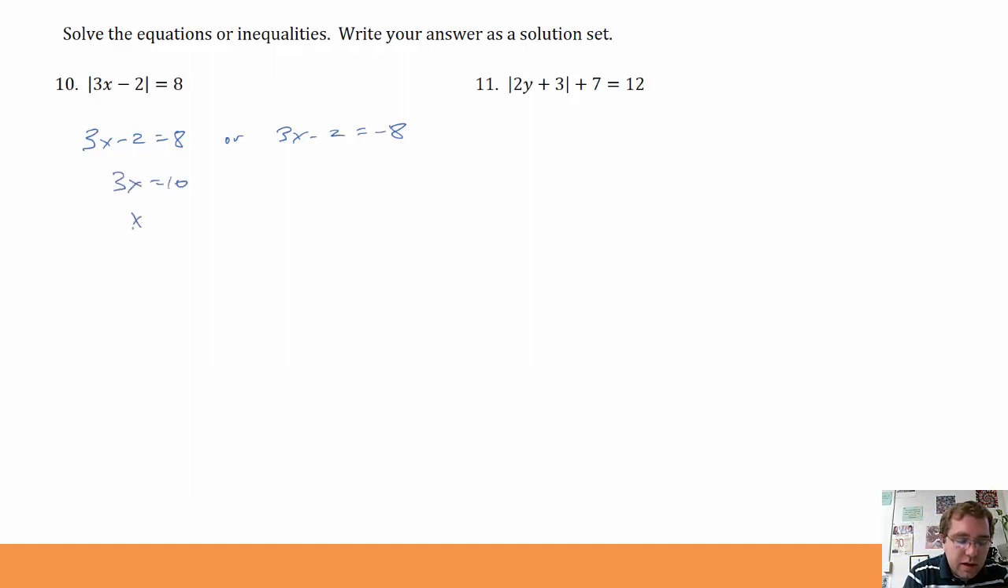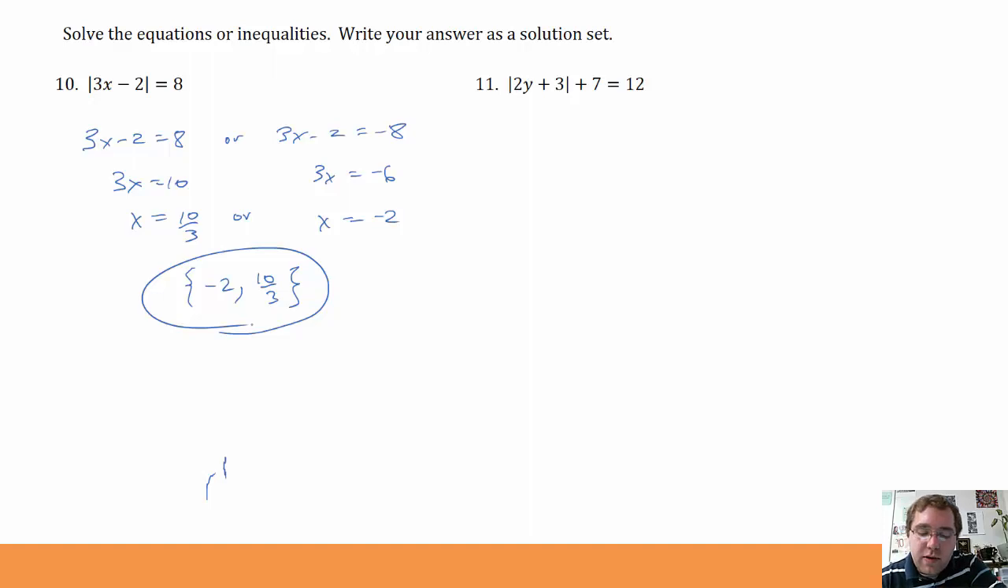3x equals 10, x equals 10 over 3. Or 3x equals negative 6, and x equals negative 2. We just have those two numbers in our solution set, negative 2 and 10/3.